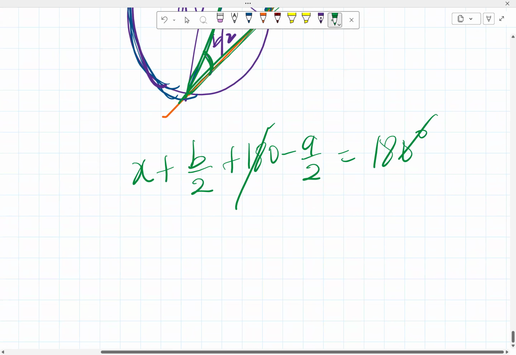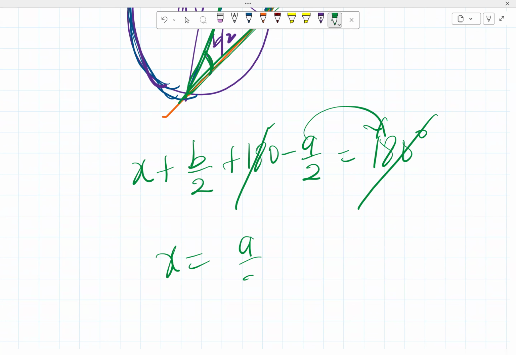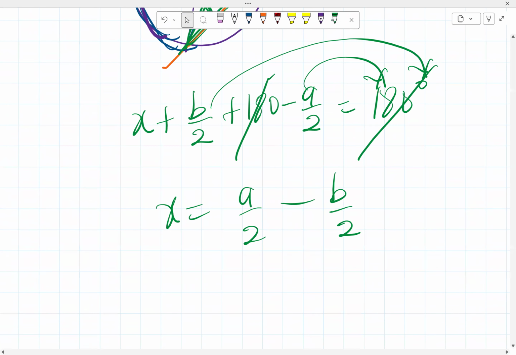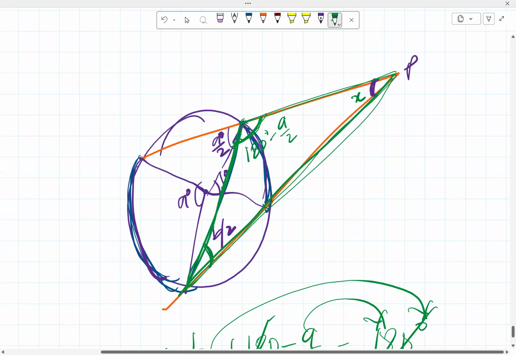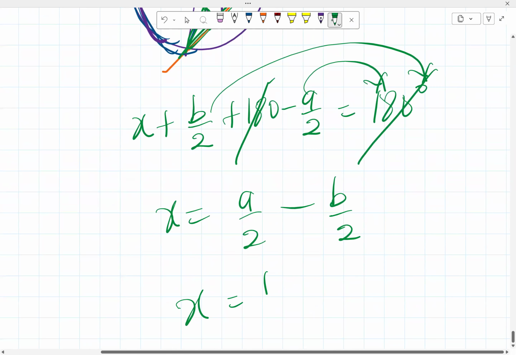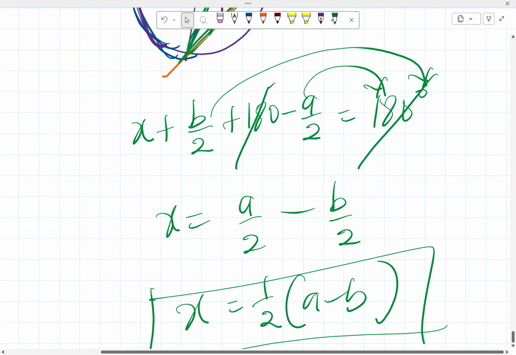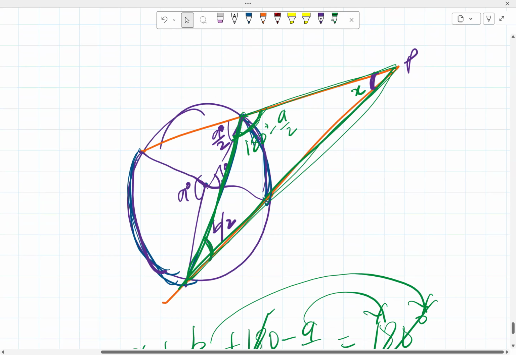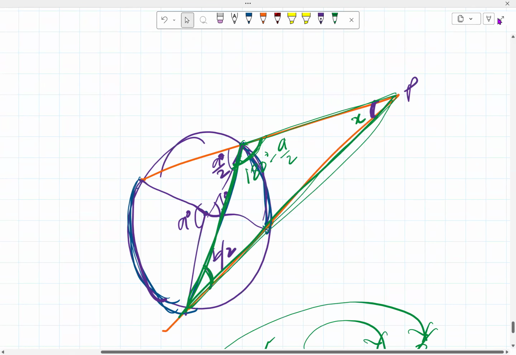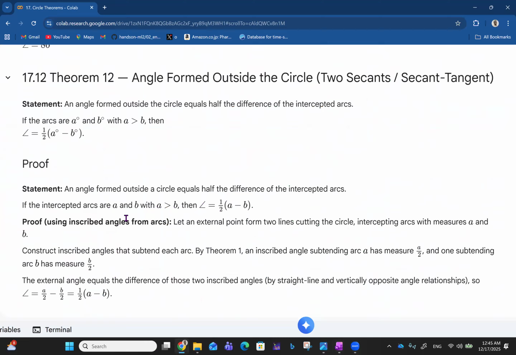So you see, this just cancels this easily. So X now, if you transfer this to the other side, that is A over 2. Then B, transfer it to the other side, that's minus B over 2. So that means that X, the angle formed outside the circle, is half into A minus B. And that is exactly what that theorem is telling us now. So if two secants or even two tangents form an angle outside of a circle, that's the deal you have right there. So that's what we have here. So you see, it's half into A minus B based on what I've proven.